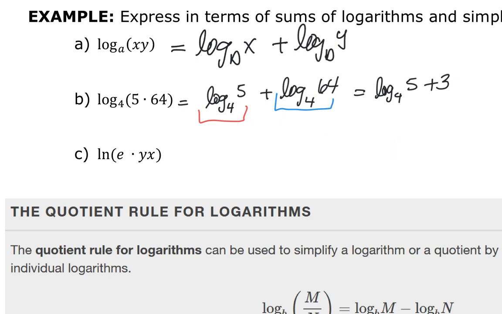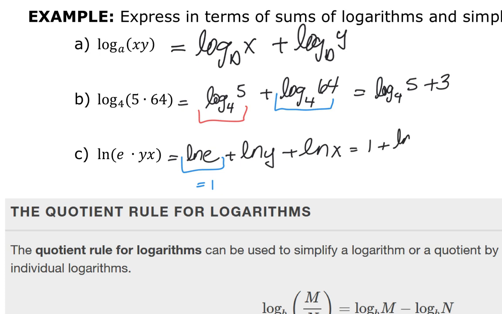On C, we're going to expand it out, so it is the natural log of e, plus the natural log of y, plus the natural log of x. And again, we know that this is equal to 1. So this becomes 1 plus the natural log of y plus the natural log of x.